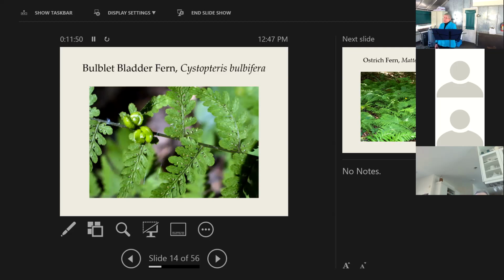This is the bulblet bladder fern, which is not common in the North Carolina Piedmont. Larry doesn't like this much. He doesn't even give it a single star. He mentions it because he thinks it gets too weedy. And what happens is those little bulbs fall off, they hit bare soil, and they begin to form roots, and up comes a new sporophyte plant, a new fern plant. So vegetative reproduction. Other ferns, about 5% of the ferns worldwide can produce bulblets like that.